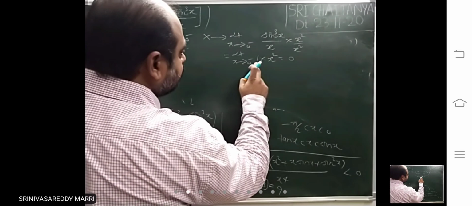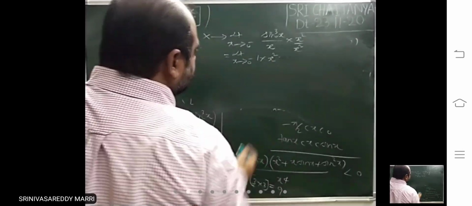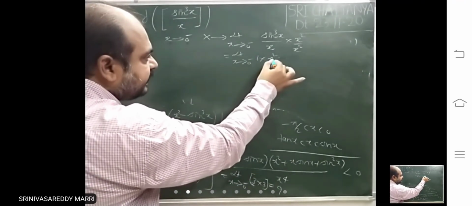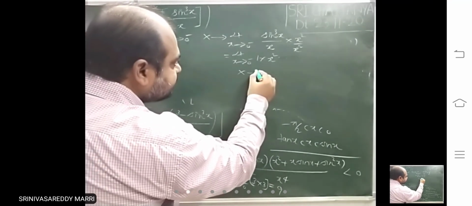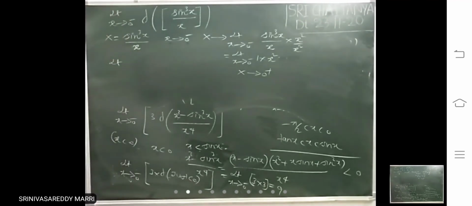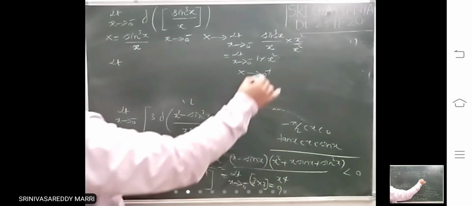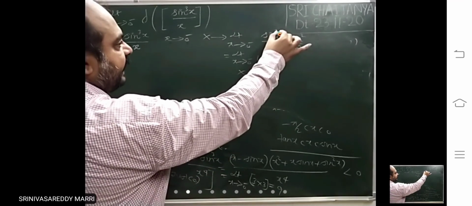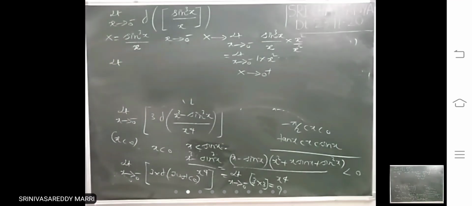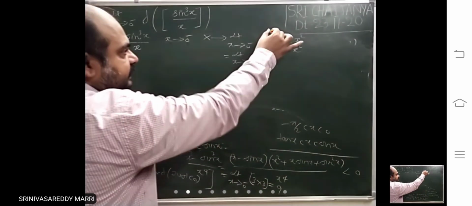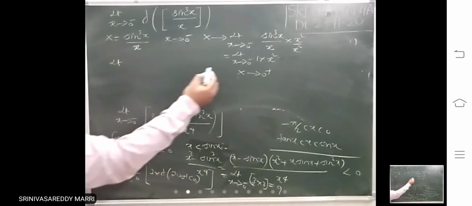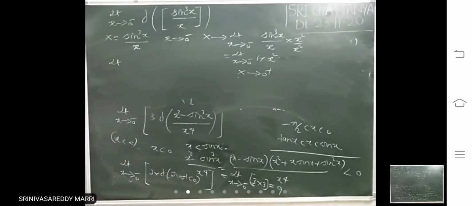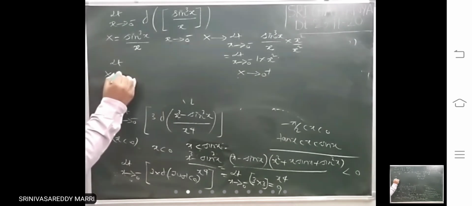Look at limit x tends to 0 minus: sine cube x divided by x cube, that limit is 1, into x square. Actually it is 0, but x square is a positive quantity. That means it will tend to 0 plus. That means when x is just less than 0, x square is positive, so capital X tends to 0 plus.